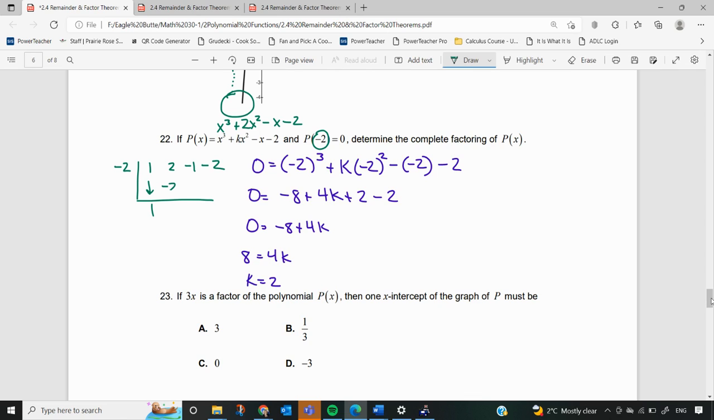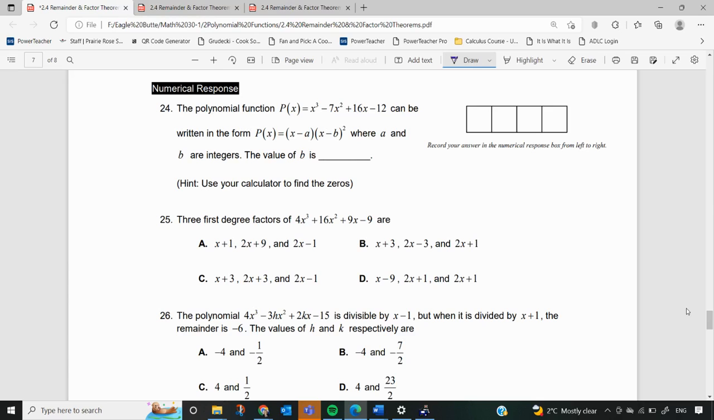Negative 2 times 1 is negative 2. Negative 2 plus negative 2 is 0. We've got 0, negative 1, and negative 2 times negative 1 is 2. Gives me a remainder of 0. So that leaves me now with x squared minus 1, and that's what I'm going to factor, which is x plus 1, x minus 1. So this polynomial, when fully factored, is going to be x plus 2, x plus 1, and x minus 1. Moving on to number 24.